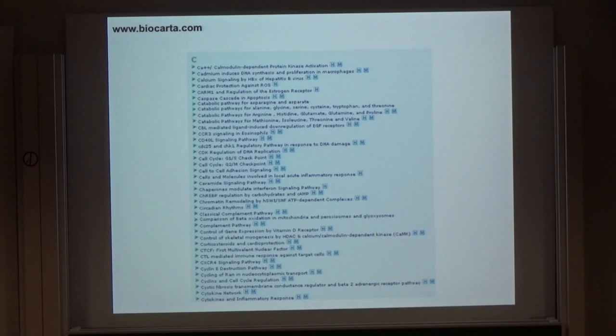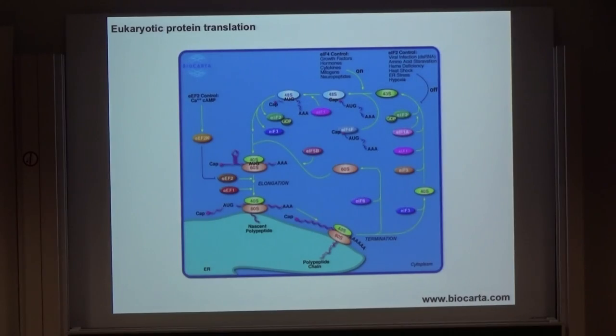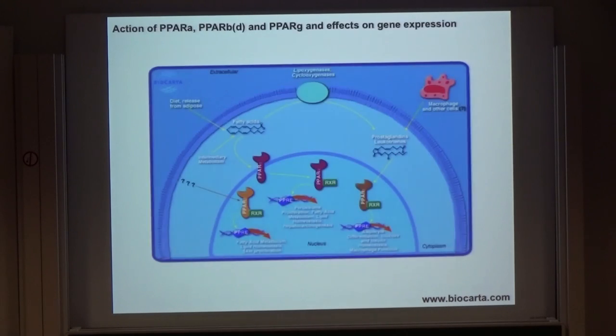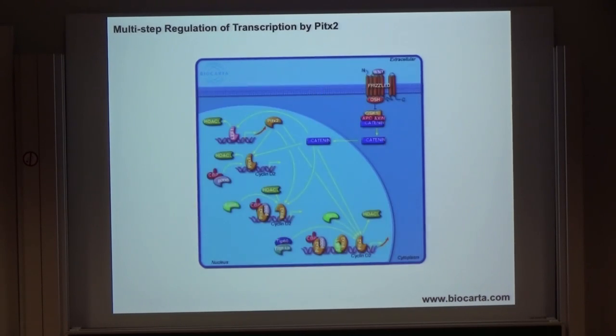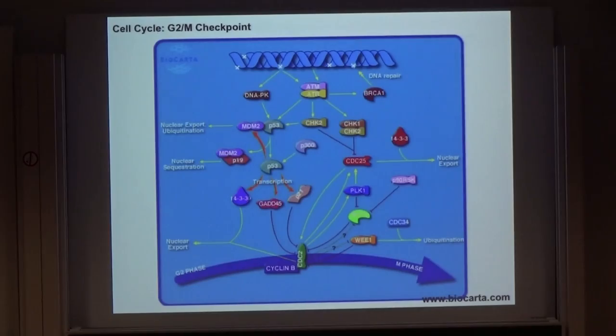Now, BioCarta. BioCarta has over 400 models, just like this one. Some of them are more complex. Here are a few others. Eukaryotic protein translation, action of PPARA, PPARG, and PPARG, and effects on gene expression, granzyme A-mediated apoptosis pathway, multi-step regulation of transcription by PITX2, cell cycle, G2/M checkpoint. This one's in standard biology classes, but this is a pretty detailed slide that I thought I would just throw up there to give you an idea.